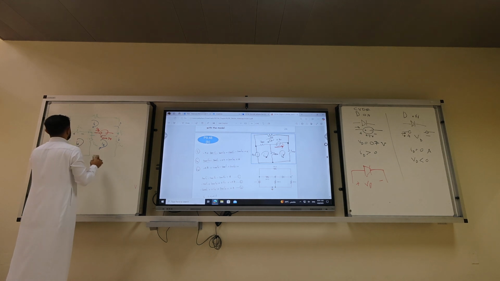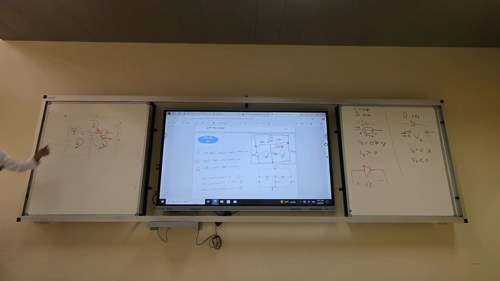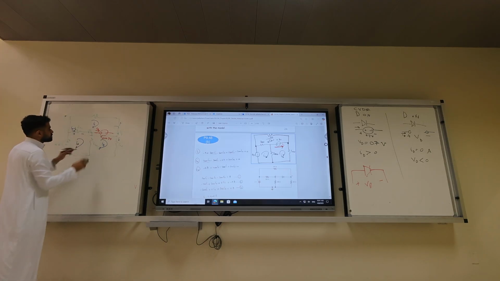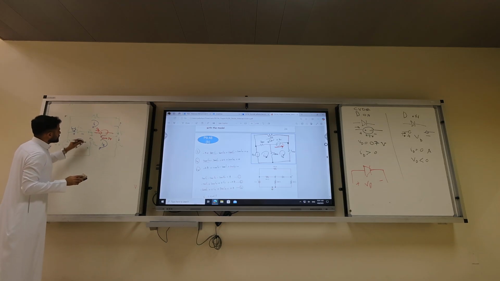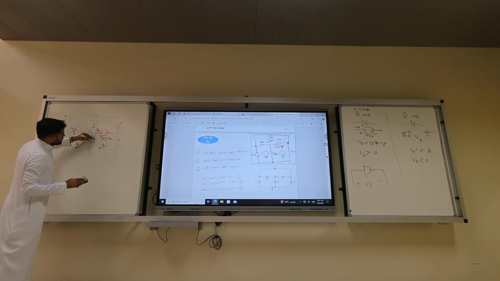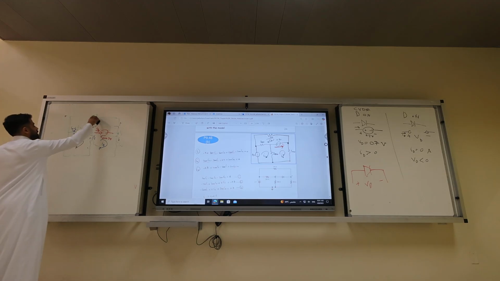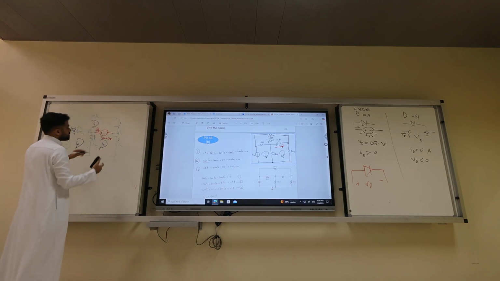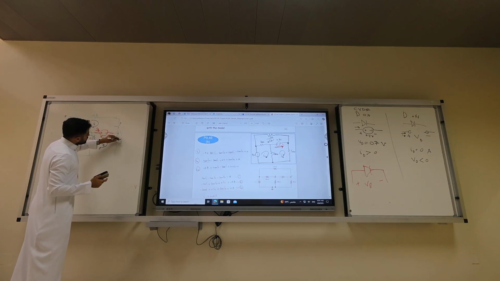Plus, minus. What's the current here? It is IA minus IC. How about the 200 ohm here? Plus, minus, it's what? IA minus IB. How about this resistor? It's IB.